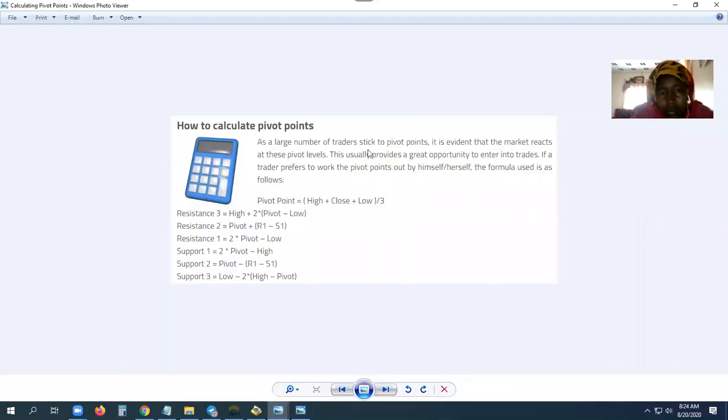As a large number of traders stick to pivot points, it's evident that the market reacts at these pivot levels. Now, pivot levels are special. They are special levels calculated mathematically. They are calculated using the previous day.